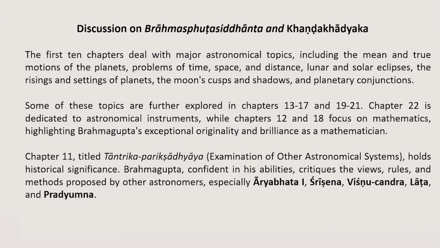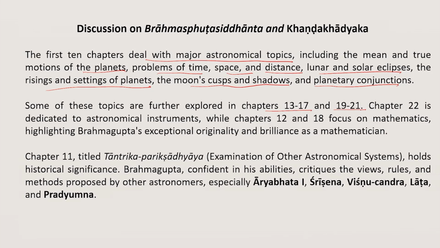Now, discussion on Brahmasphuta Siddhanta and Khandakadya. The first 10 chapters deal with major astronomical topics including the mean and true motion of the planets, problems of time, space and distance, lunar and solar eclipses, the rising and setting of planets, the moon's cusps and shadows and planetary conjunction. Some of these topics are further explored in chapters 13 to 17 and 19 to 21.